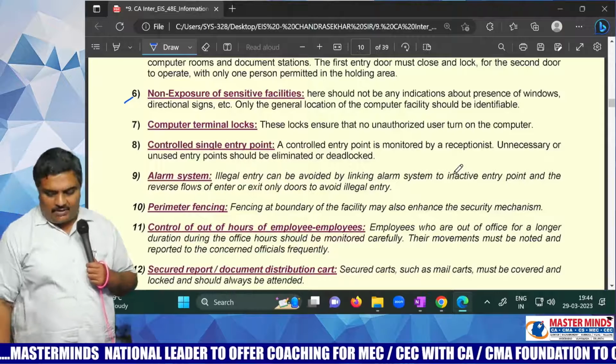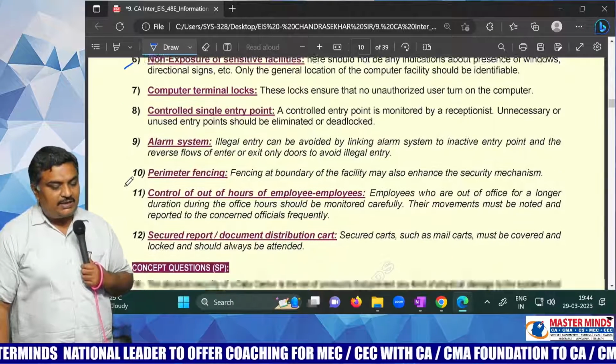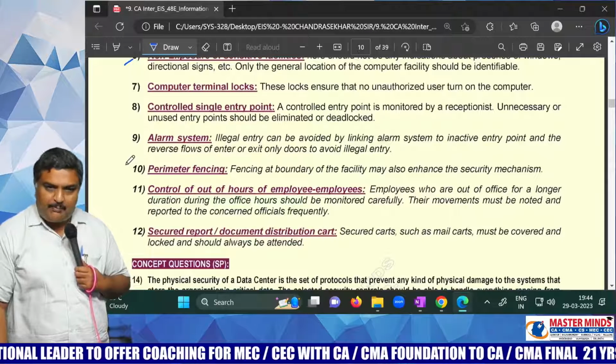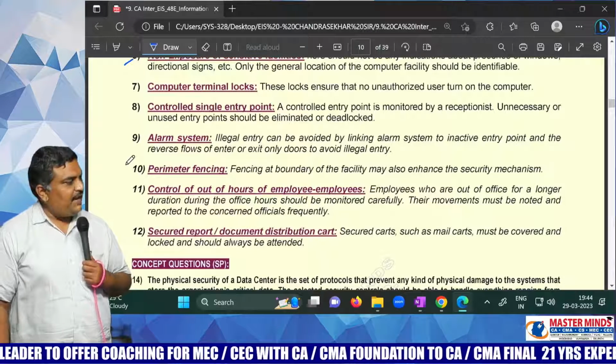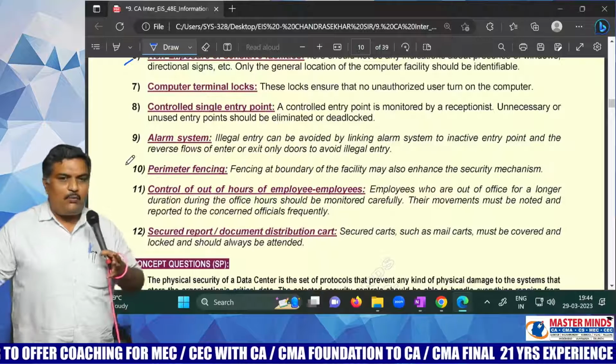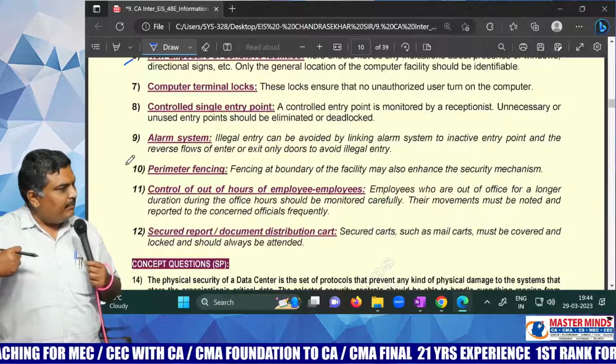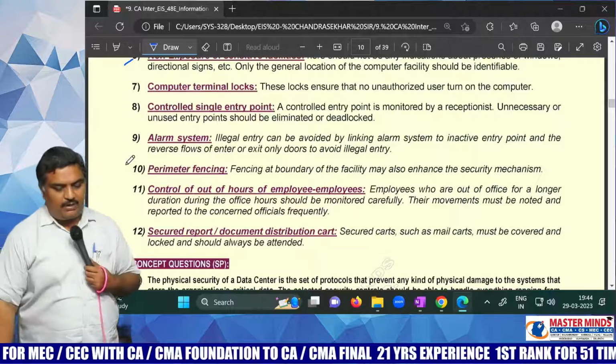Alarm system. Alarm system means what? If some burglars came or if something happened, it may be a fire alarm or a water alarm or a burglar alarm. If there is a fire accident, fire alarm should ring. If there is a water accident, water alarm should ring. And if some burglars break in, then burglar alarm should ring.